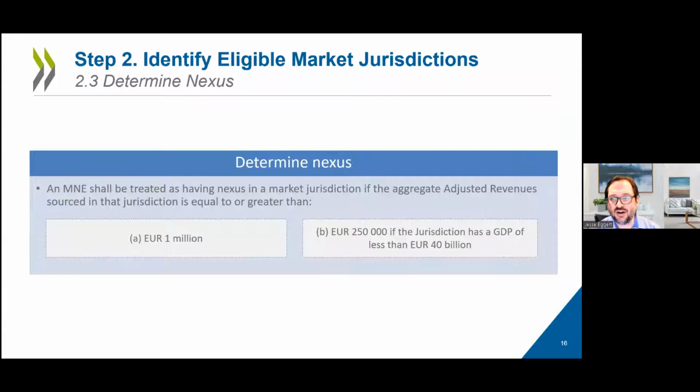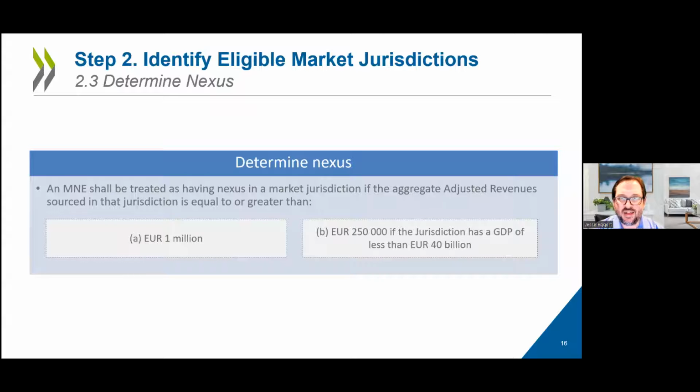Having done all of this work to determine source, you then use those sourced revenues to determine nexus within a particular jurisdiction. So profits don't get allocated to a jurisdiction unless it exceeds a nexus requirement, and an MNE is treated as having nexus in a market jurisdiction if the aggregate revenues that are sourced in that jurisdiction are equal to or greater than 1 million euros, or a lower threshold of 250,000 euros for certain jurisdictions that have GDPs of less than 40 billion euros. So lower income jurisdictions.